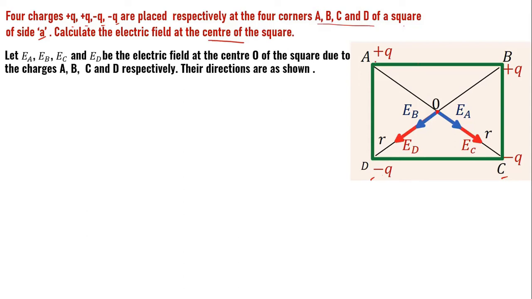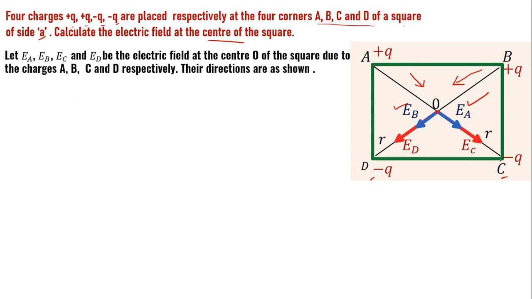Now, let us see step by step. First of all, the plus Q charge at the point A will exert an electric field in this direction. Why? Because it is a positive charge. The electric field will be pointing away from the plus Q charge. So, this is the direction of EA. Similarly, the charge plus Q placed at B will exert an electric field EB, again pointing away from the plus Q. So, at the point O, we have to draw this. This is the direction of EB.